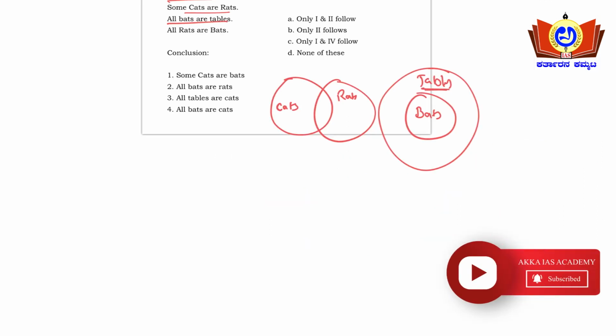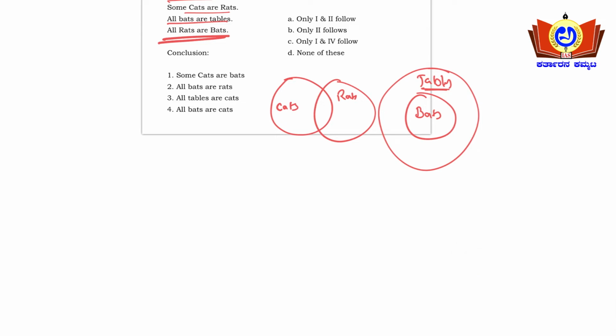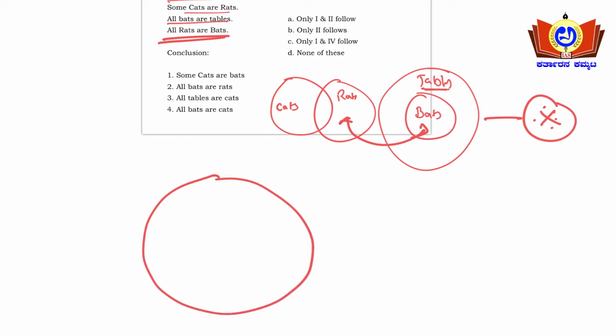When you look into the third statement, all rats are bats, friends, then this diagram is wrong, my dear friends. So you need to draw another diagram here. I'll be drawing another diagram. So cats will be here.